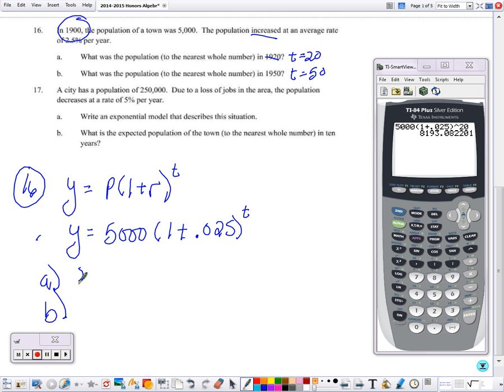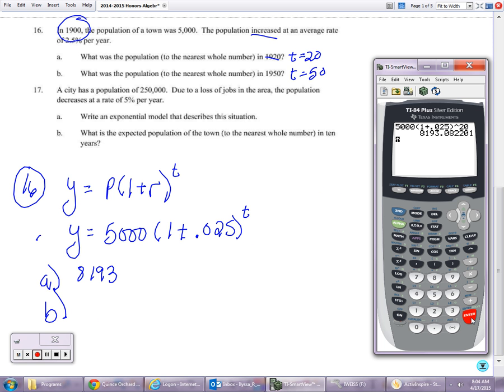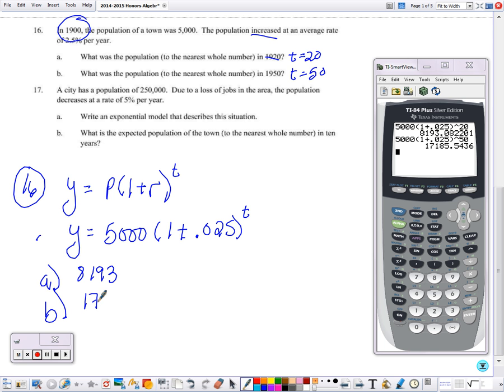And because it's people, we don't include a decimal place. And then we're going to change the 20 to a 50. We should label our answer, so people.